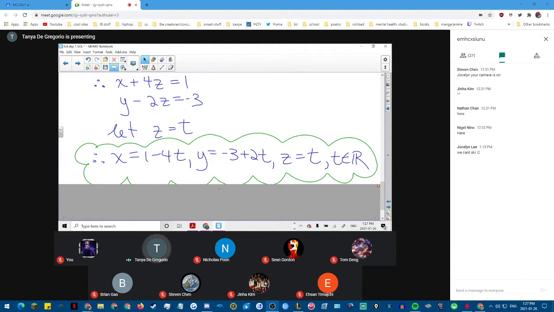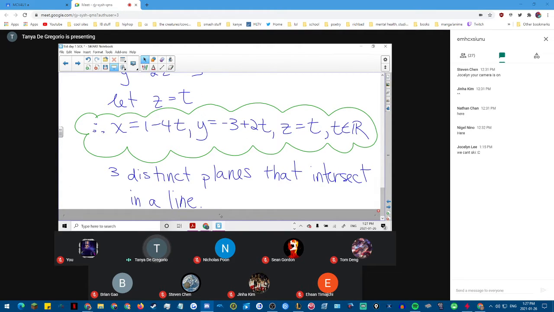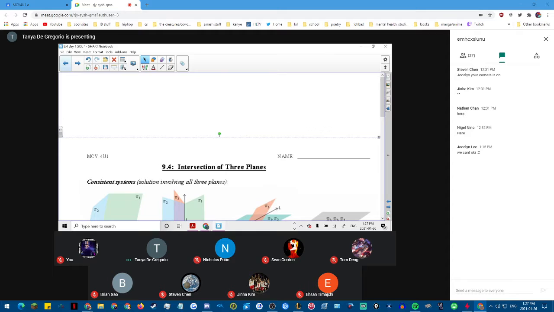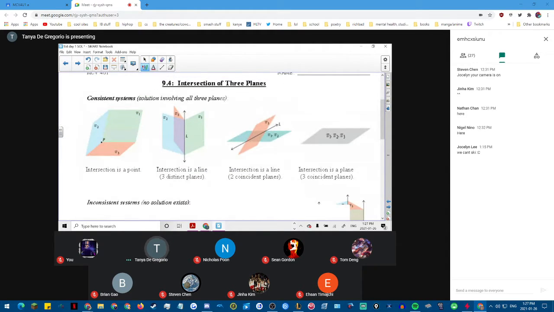Are there any questions? So this case right here, the intersection of a line, we've already looked at. It's the exact same solution as we just saw in that 9.3 lesson. Okay, so what's the geometrical interpretation? Well, we've got three distinct planes that intersect in a line. So going back, three distinct planes that intersect in a line. We've got this case.